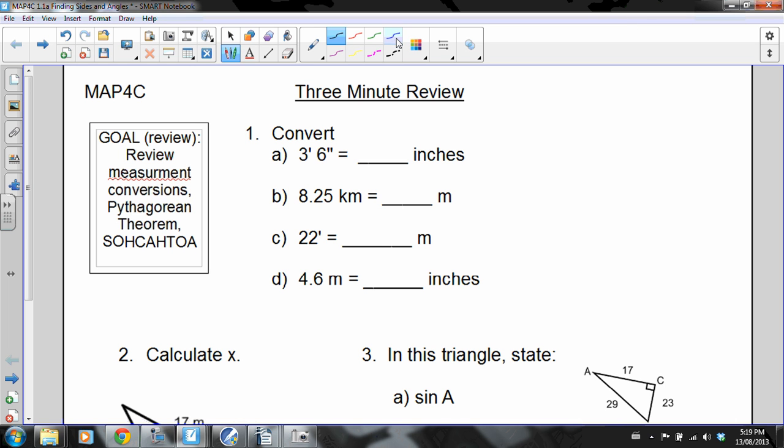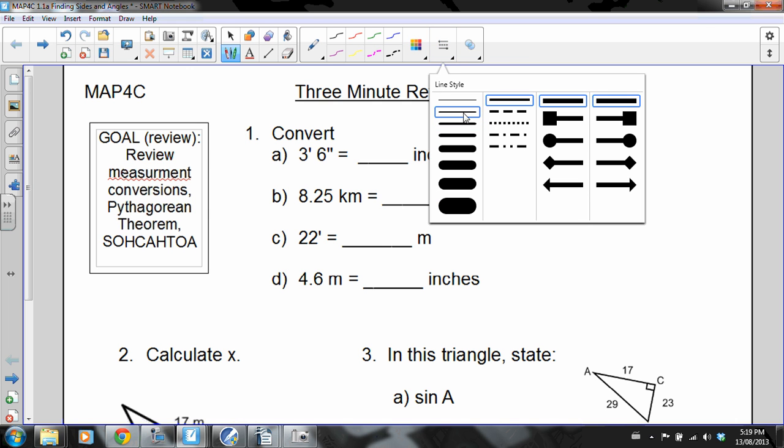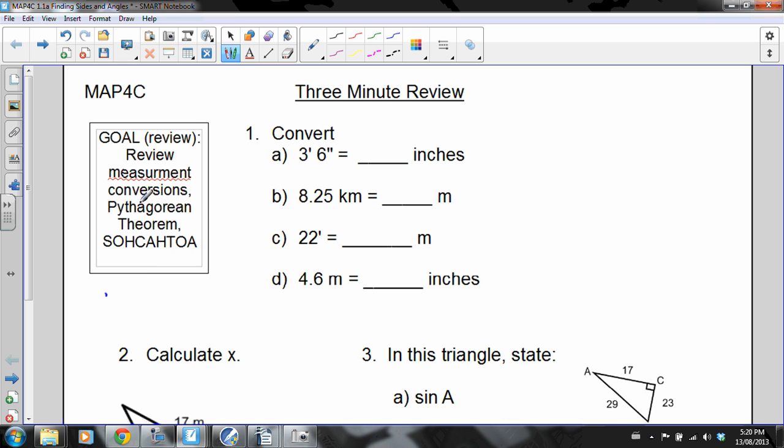The goal, as it says, is to review measurement conversions, Pythagorean Theorem, and SOHCAHTOA. So 3 different things, one for each question here. In number 1, we're asked to convert, this is imperial measurement, 3 feet and 6 inches, just into inches. So obviously 6 inches is okay, but we got to change the feet, and each foot, remember, is 12 inches. So then 3 feet is multiplied by 12, 36 inches, and then plus the 6 that we started with, 42.